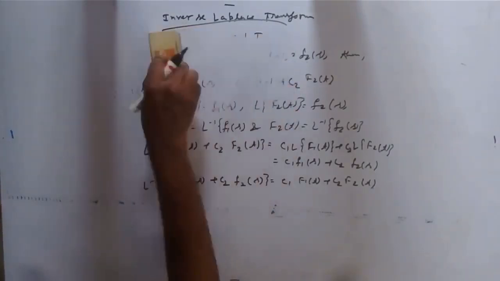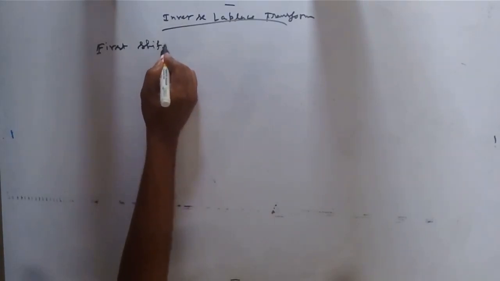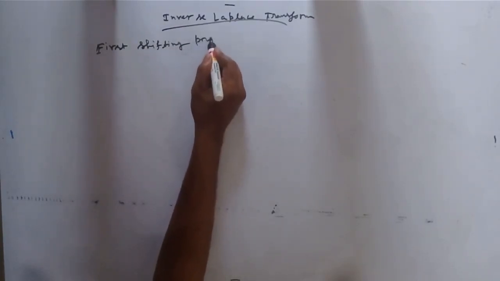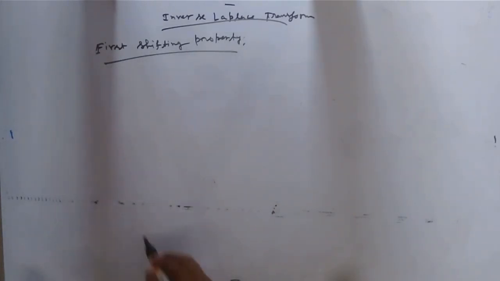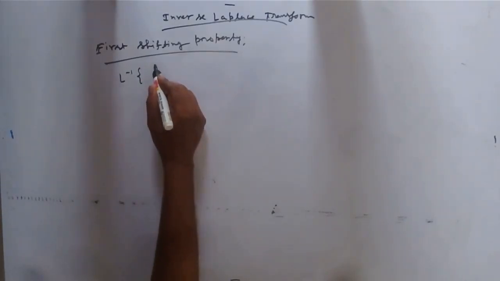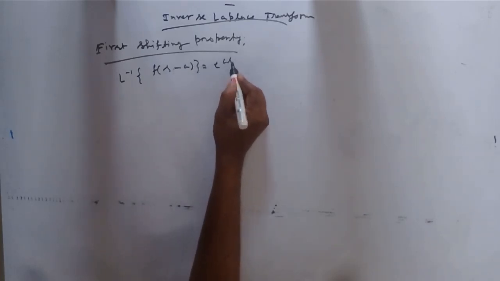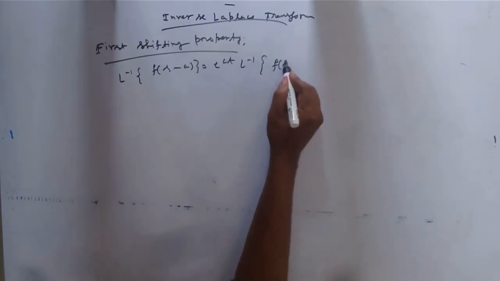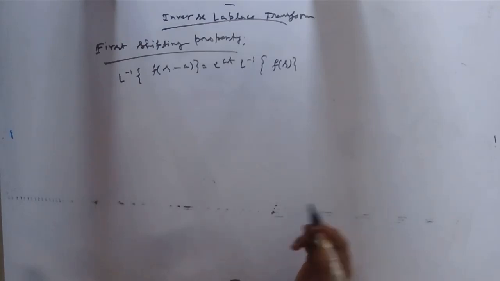Now I will go to the next property, which is called the first shifting property of inverse Laplace transform. This theorem states that L inverse of F(s minus a) equals e to the power at, L inverse of F(s). Let us take an example.